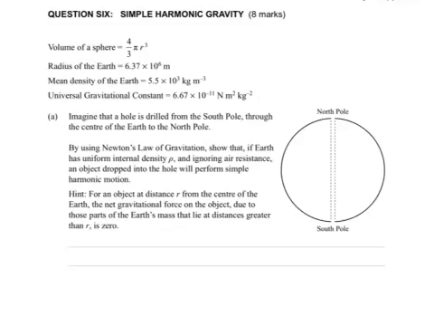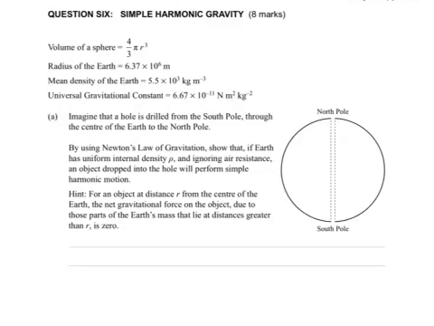So the 2012 paper, question 6, Simple Harmonic Gravity, is Scholarship Physics in case you don't know. We've got some information at the start, and then we have to imagine a hole is drilled from the South Pole through the centre of the Earth to the North Pole, and we're looking at simple harmonic motion of an object that falls from the North Pole down towards the South Pole, and then gravity draws it back again, and it goes back and forth.